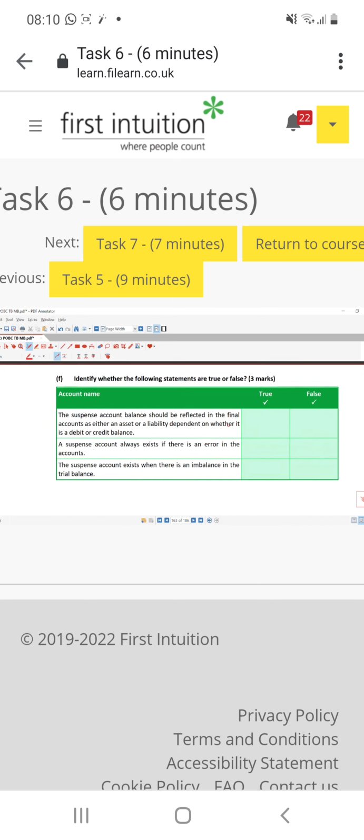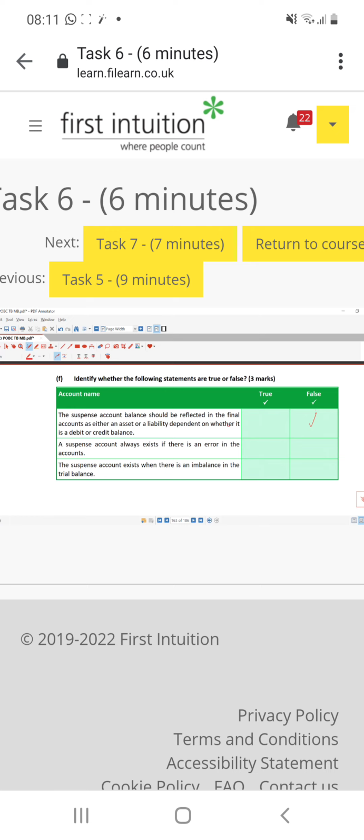And the final part for this task 6 is they have said identify whether the following statements are true or false. So they have said, first of all, the suspense account balance should be reflected in the final account as an asset or a liability, dependent on whether it is a debit or a credit balance. Please remember here, a suspense account is there to help identify that there are errors, that there are issues. So there should actually never be a suspense account at the final year end. So this is clearly false.